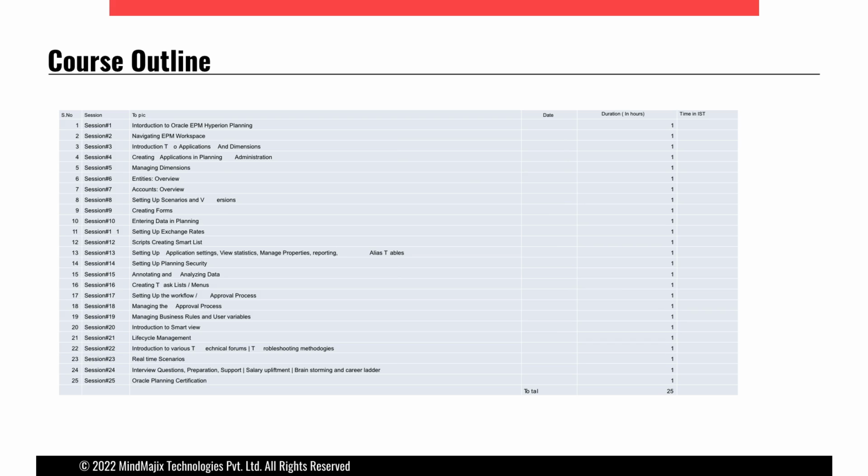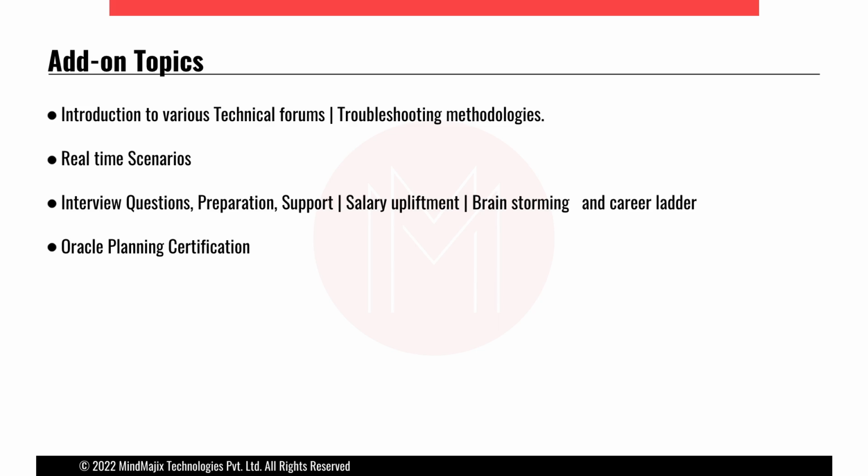So this is a brief course outline, and there will be subtopics to every big topic here, right? So add-on topics. These are all the planning topics, and then these are the add-on topics. Add-on topics means all the technical forums which I have already told you, real-time scenarios, preparing for the interview, preparing for the certification, salary upliftment, brainstorming, right? So these are all the add-on topics which help a candidate in cracking the interview or getting a learning path, and how they can succeed in their career, right?